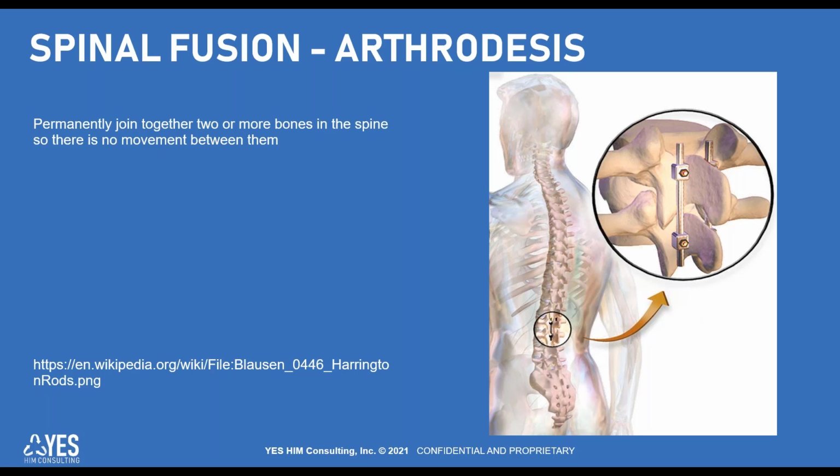Additionally, hardware will also be used to keep those bones in place while the graft fuses the 2 vertebrae together. And I have a picture on the right-hand side just as an example of a device that would be used to hold those bones in place while the grafts were healing. And the example I used just so happened to be a Harrington rod.